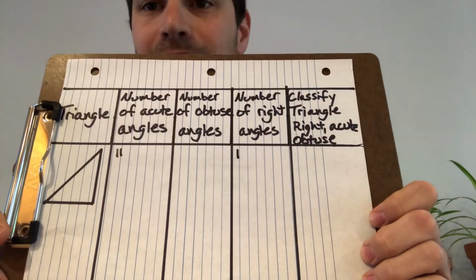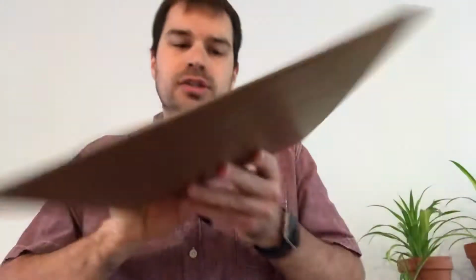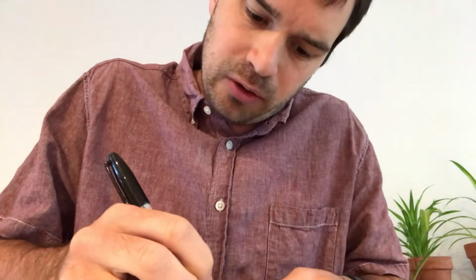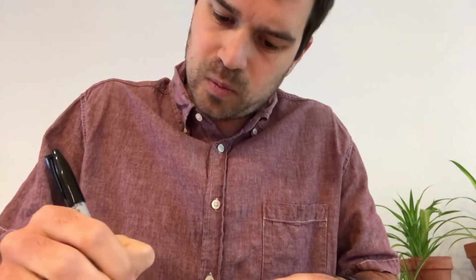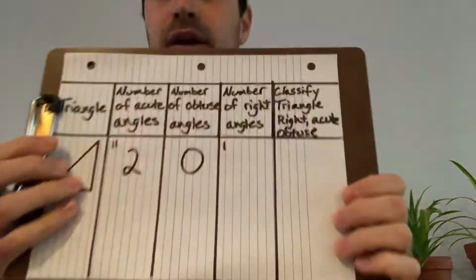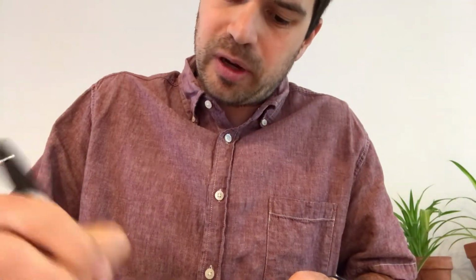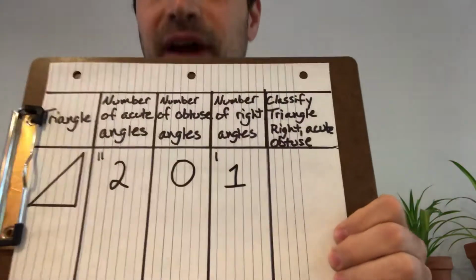Now, I can go ahead and figure this out. So I had 1, 2 acute angles. I had no obtuse angle, so I put a 0. And I had 1 right angle. So I can put a 1 there. So now I can classify this triangle.